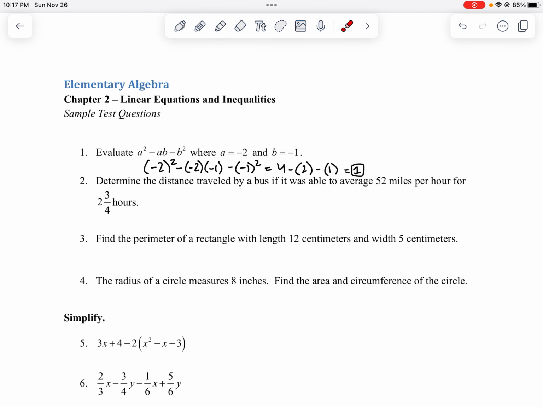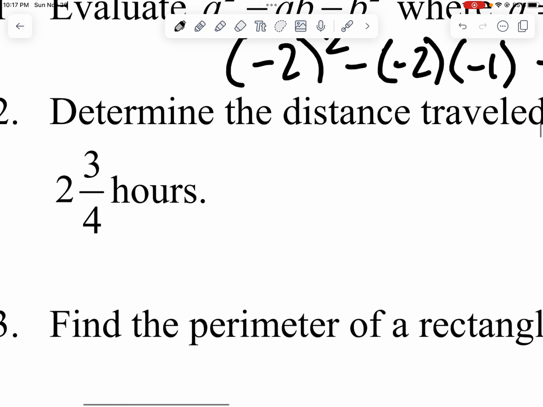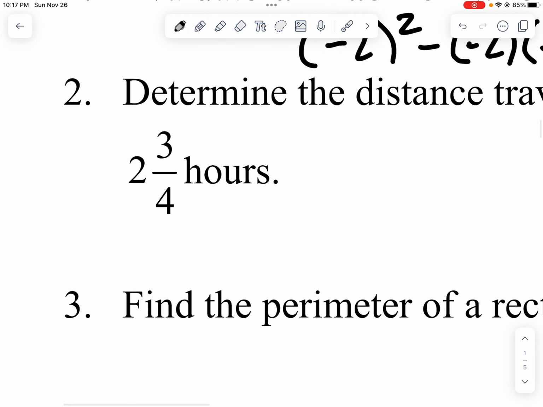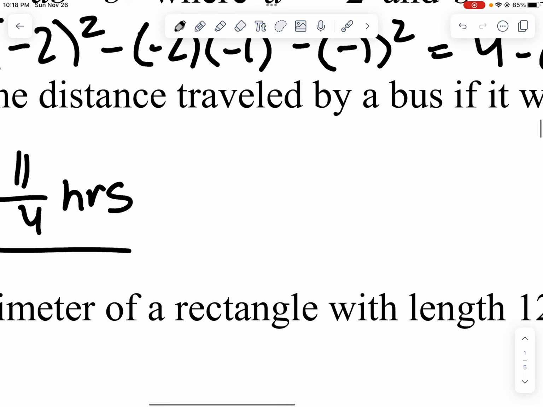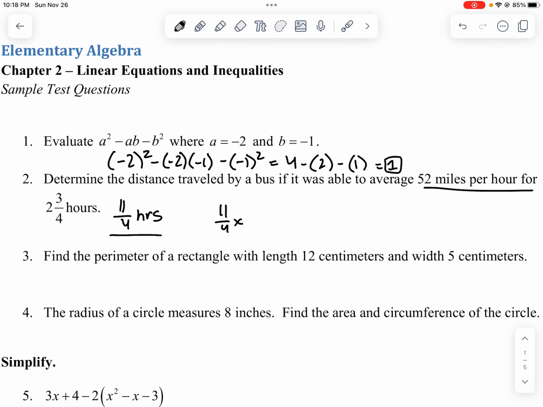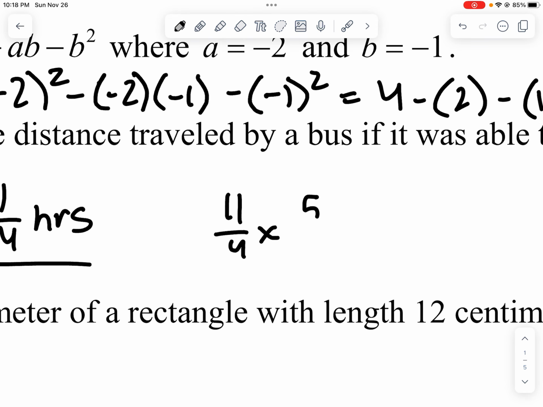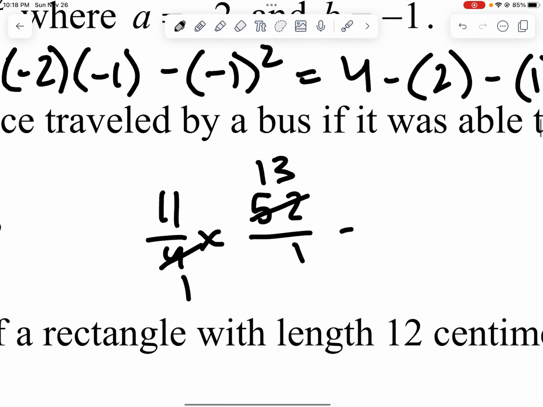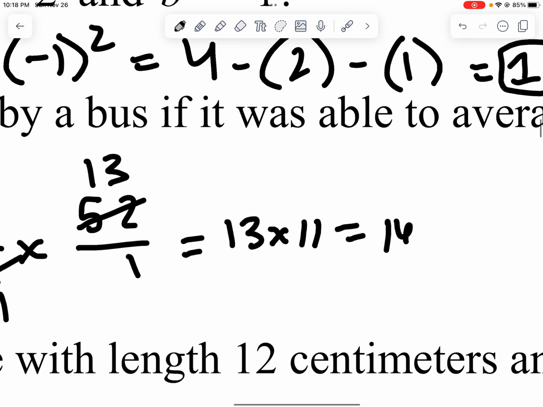Next question, determine the distance traveled by a bus if it was able to average 52 miles per hour for 2 3/4 hours. The first thing I want to do is convert this. I don't want it to be a mixed number, right? So I'm going to do 4 times 2, which is 8, plus 3, so it's 11/4 hours. Made it a lot easier here. So now I'm going to use this 11/4, and it's traveling at an average of 52 miles per hour, so I'm just going to multiply that by 52 over 1. And 52 over 4 is the same thing as 13 over 1. So 13 times 11 happens to be 143 miles.